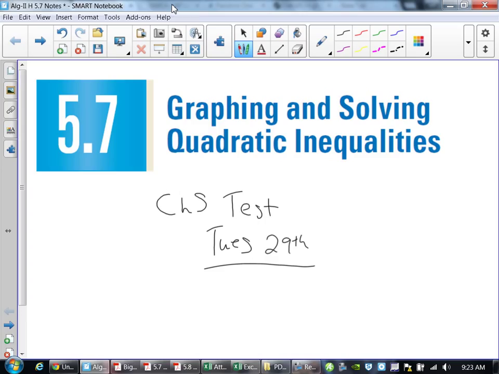So, graphing and solving quadratic inequalities. Basically, you're doing the same stuff as we were earlier.